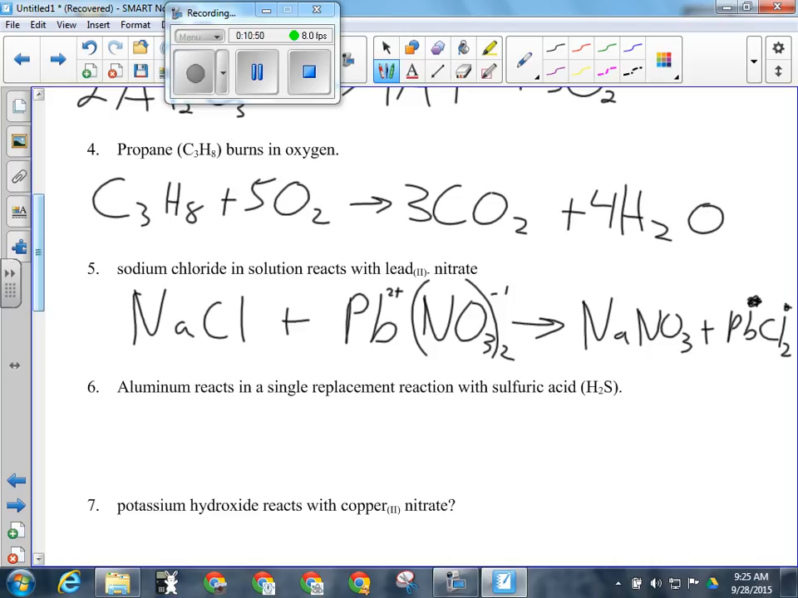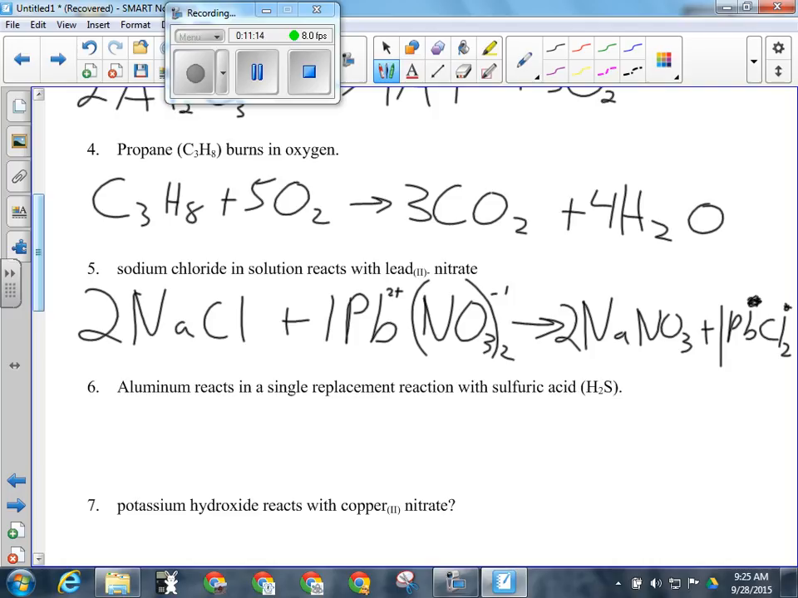Now what do I do? Balance the reaction. There's 2 nitrates over here and only 1 over there, so I'm going to put a 2 there, which gives me 2 sodiums. So I back up and put a 2 here, which gives me 2 chlorines. There's 2 chlorines over there. So it looks like we are 2, 1, 2, 1. Everybody all right with that one?